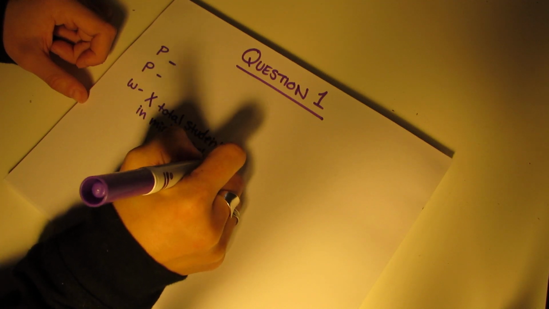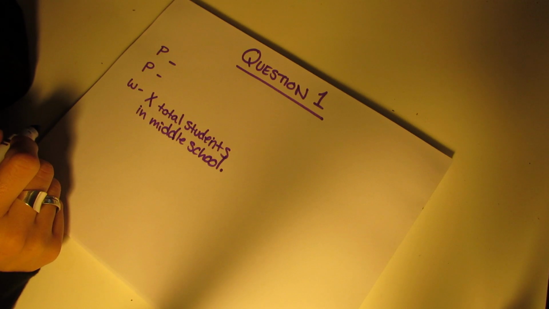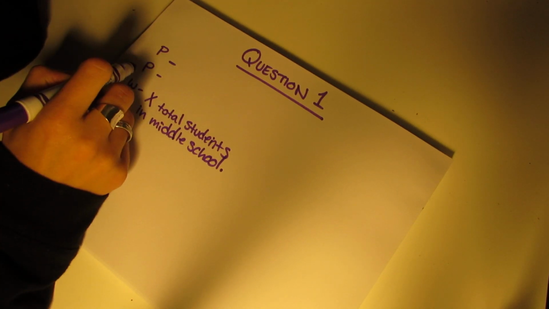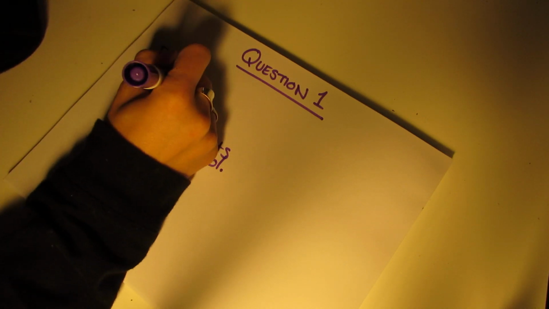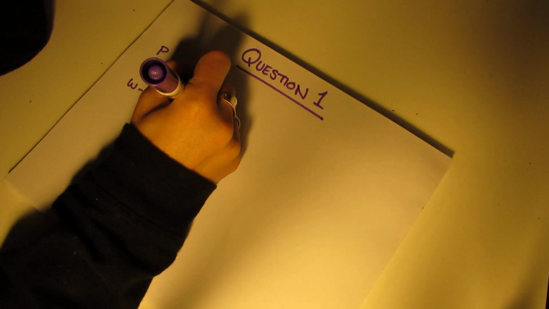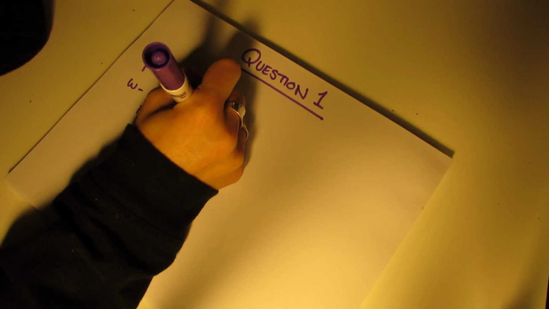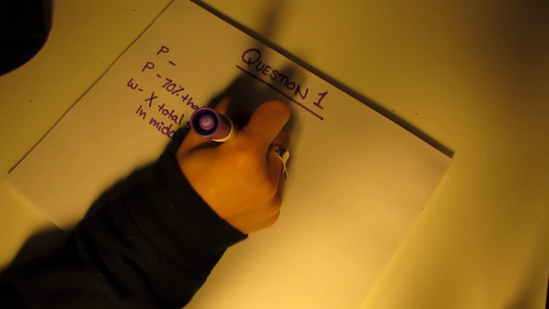Alright, now we're going to deconstruct the other pieces. Now it says 70% of the middle school students participated in donating. Alright, I know that's a part in the form of a percent. So I'm going to go ahead and write 70% of the students that donated. So these are the students that donated.